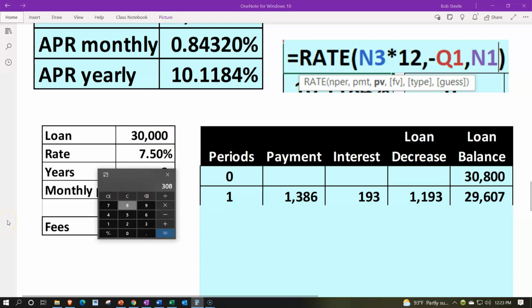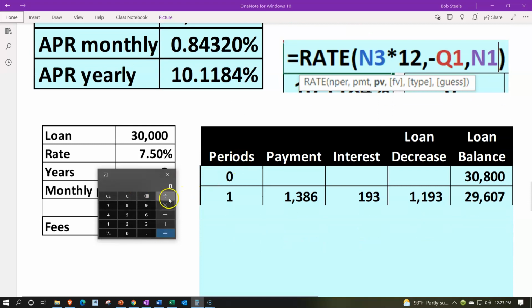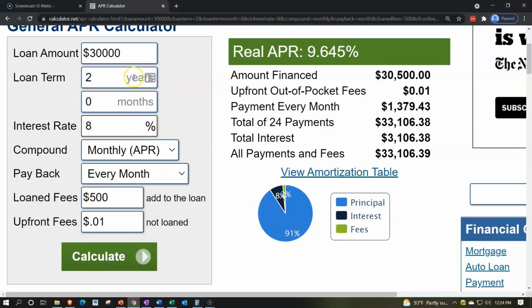So we would be taking the 30,800 times the 0.075. That would give us the interest for a year. We take that, we divide it by 12 to get the interest for the month, about 193. We take the payments, which we calculated up top here to be the 1385 or 86, about 1386, minus the 193, about gives us about 1193. Then we take the 30,800 minus the 1193, about gives us about 29607.